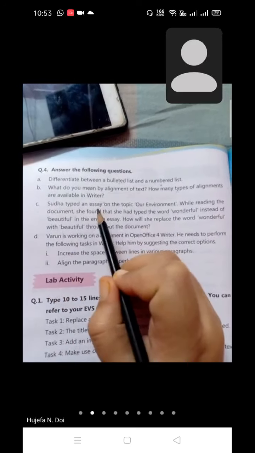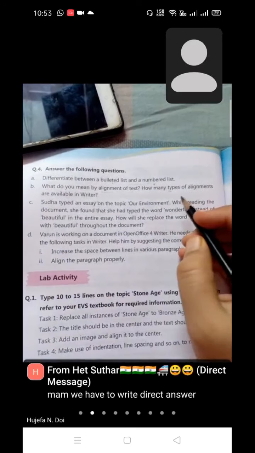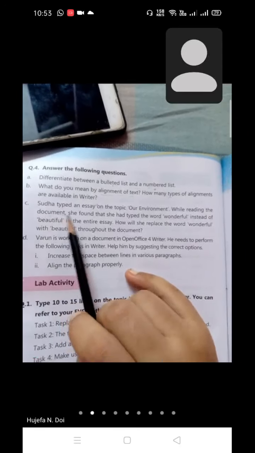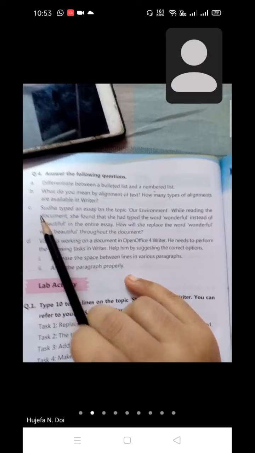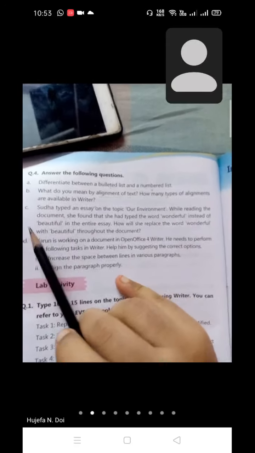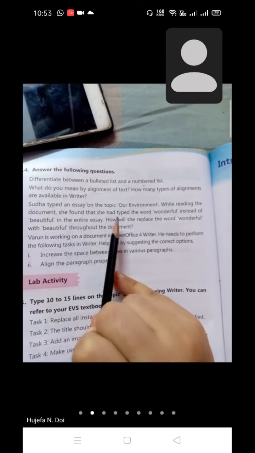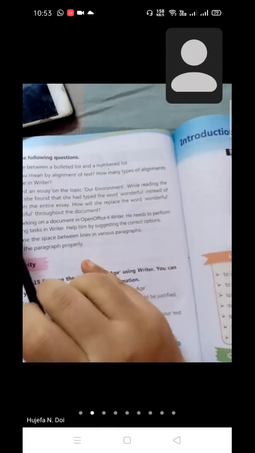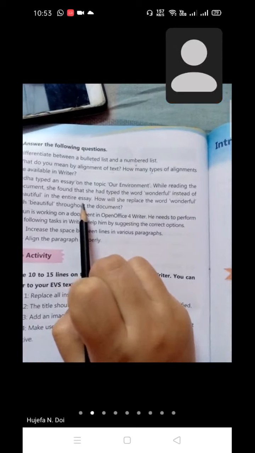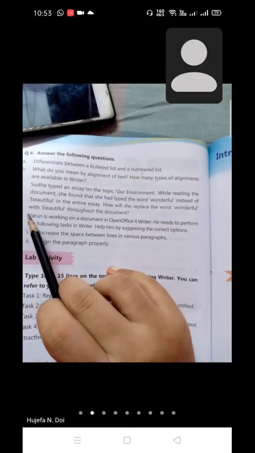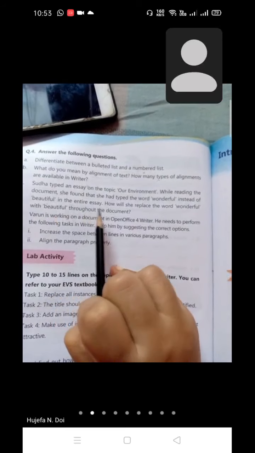C. Sudha typed an essay on. Yes, you have to write down the direct answer. No need to write down the questions. Sudha typed an essay on a topic, our environment. While reading the document, she found that she had typed the word wonderful instead of beautiful in the entire essay. How will she replace the word wonderful with beautiful throughout the document?